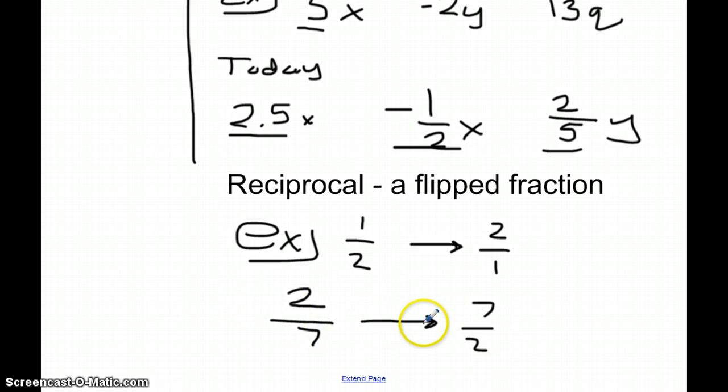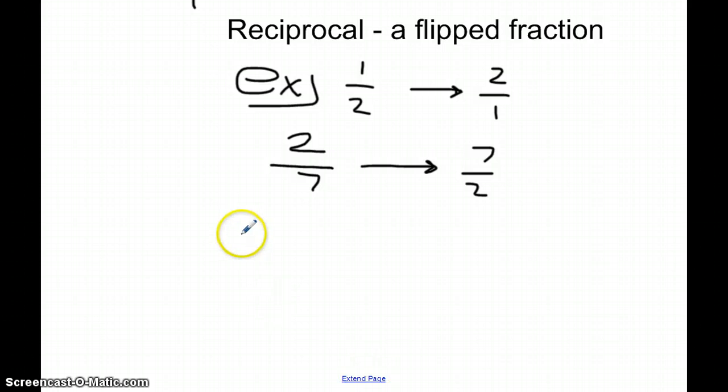And this is very important when we are dividing fractions on both sides of the equation, which we're going to be doing later. If you divide by a fraction, it's the same thing as multiplying by its reciprocal. Okay, so just another quick example here.